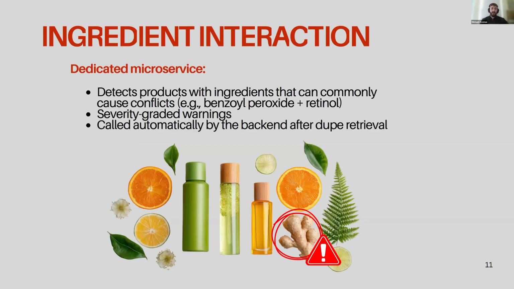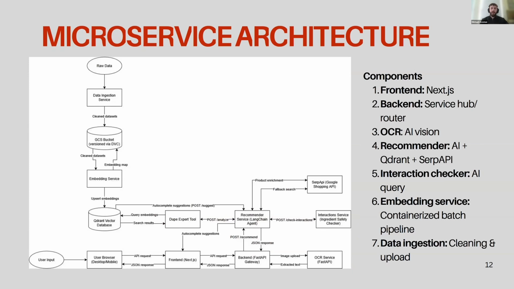We added an interaction safety layer with color-coded hazard levels so users don't unsuspectingly combine risky ingredients. It runs as its own microservice to keep our concerns separated and integrates into the main recommender flow via a simple API call. Our system follows a modular microservice architecture. Each major function, embedding, recommendation, interaction checking, data ingestion, UI, etc., is isolated into its own container. This allows independent scaling, independent upgrades, and clean debugging.